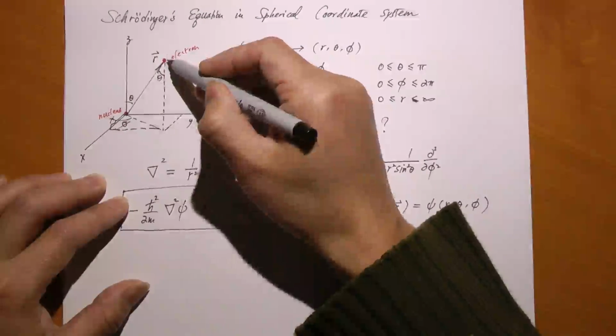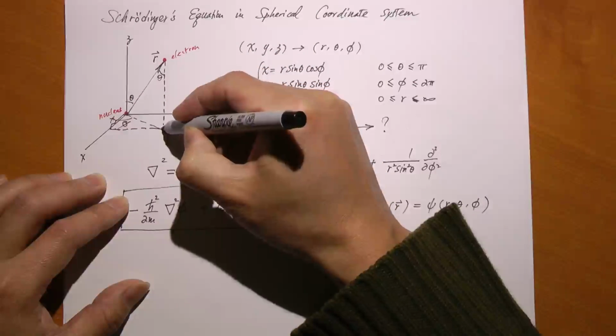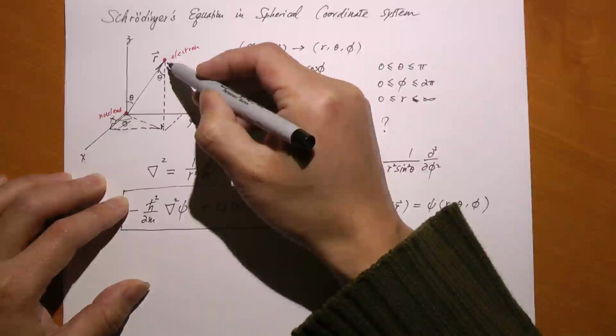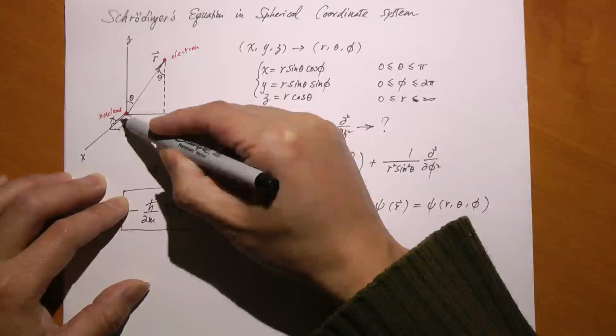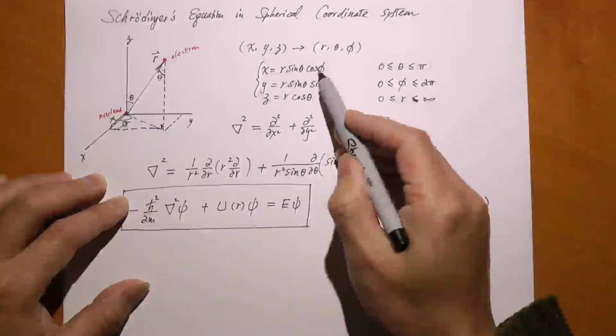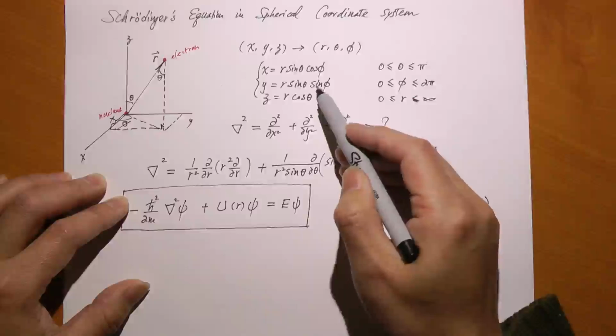Okay, so I take r times sine theta. Remember, this angle is 90 degrees. Okay, times sine theta will give me this length. Then times cosine phi, don't I get x? Right, so that's one example. And you can get y similarly.